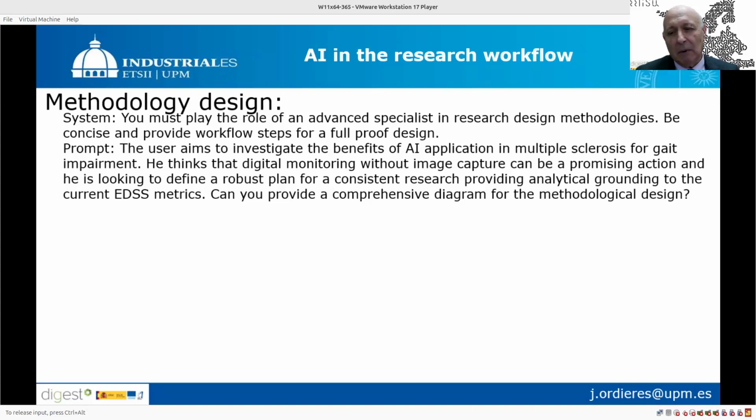I'm interested in investigating the benefits of AI application in multiple sclerosis for gait impairment, in a way that digital monitoring without image capture can be a good action. And I want to define a robust plan for a consistent research, providing analytical grounding to the current EDSS metric, which is a metric for that disease. And then I ask, finally, can you provide a comprehensive diagram for the methodological design of this research?